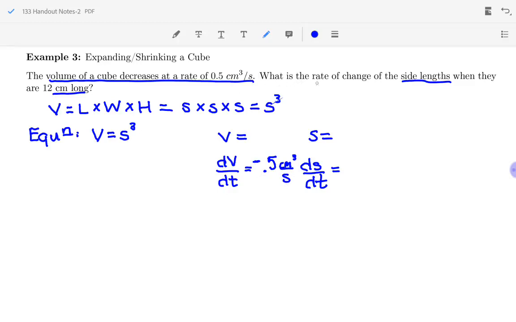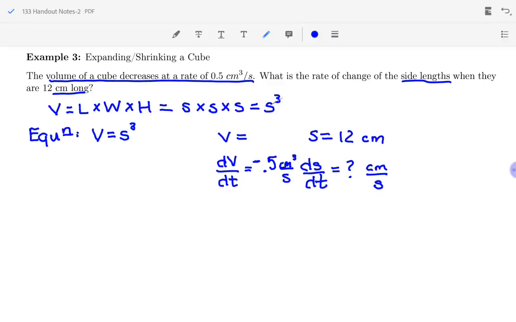The other number we're given is what rate of change the side lengths have. So we're trying to find dS dt. We're always solving for a derivative when they are 12 centimeters long, so S must be 12 centimeters. What we're trying to find is dS dt, and I'll enter the units on it. S is in centimeters, that's the sides, with respect to time in seconds for this one.